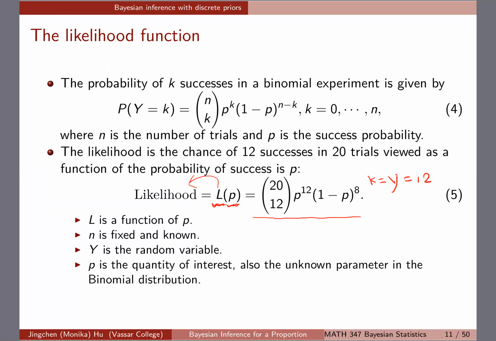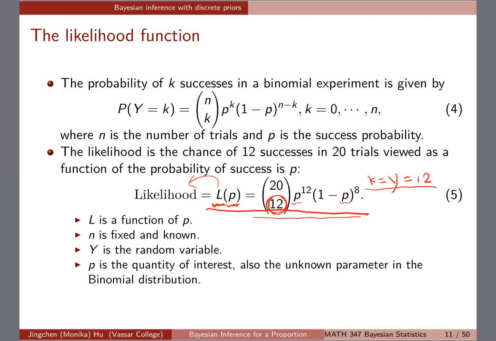So keep in mind, in Bayesian analysis, we assume that the data is fixed. That's why when we observe 12 successes out of 20 trials, we know that y equals k equals 12, and that's given. So the likelihood function is a function in terms of the unknown parameter, and the only unknown here is p. Y or k is given as 12. Right now we are in equation 5, expressing the likelihood as a function of p.